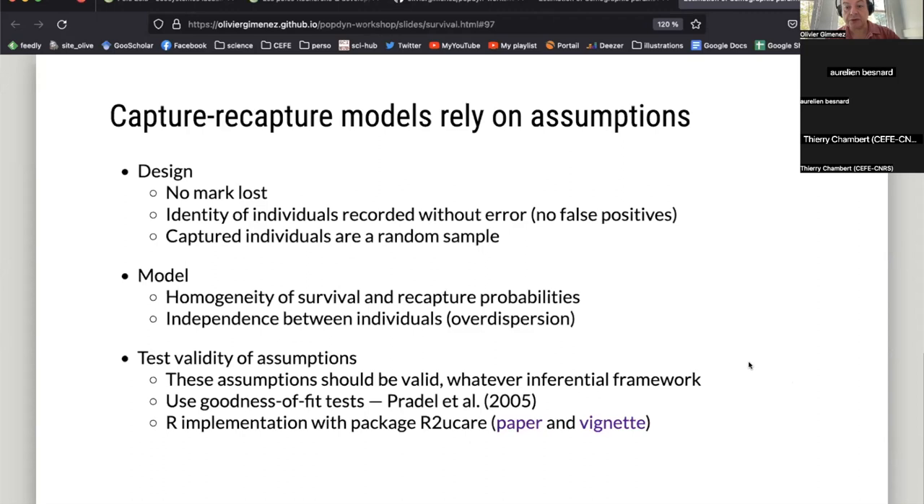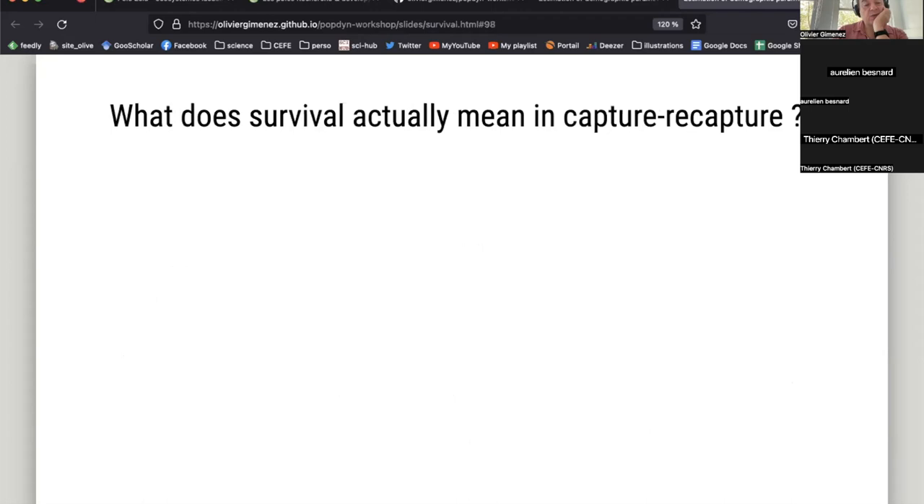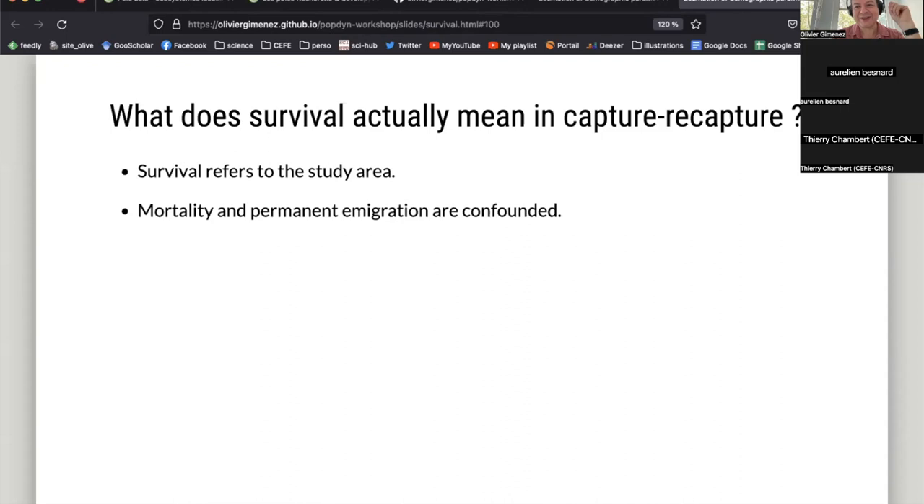Okay, the last thing I wanted to do is spend a minute on what survival actually means in capture-recapture. We briefly mentioned that yesterday. Survival refers to the study area. That's obvious, huh? Your study area. I mentioned that yesterday, and there was a nice meme on Twitter from one of you who tweeted about that.